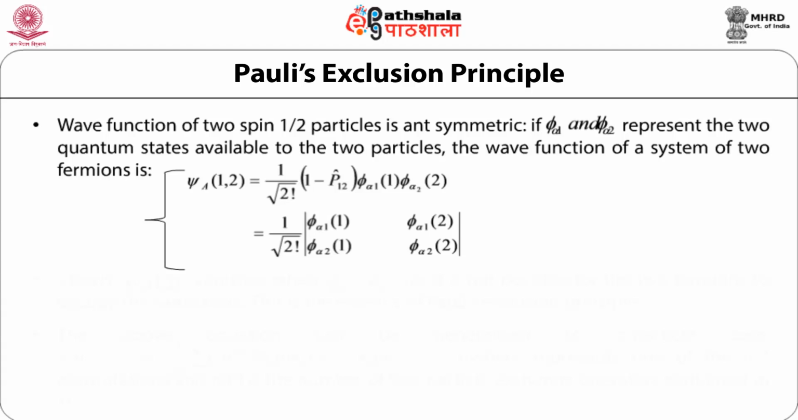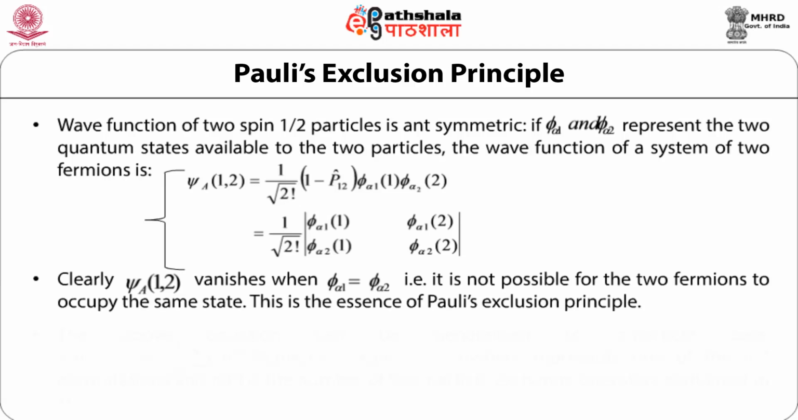Similarly, phi subscript alpha 2 1 represents the first fermion in state alpha 2, and phi subscript alpha 2 2 represents the second fermion in state alpha 2. So, from the Slater's determinant, it is clear that it is impossible for the two fermions to occupy the same quantum state. And this is the essence of the Pauli's exclusion principle.